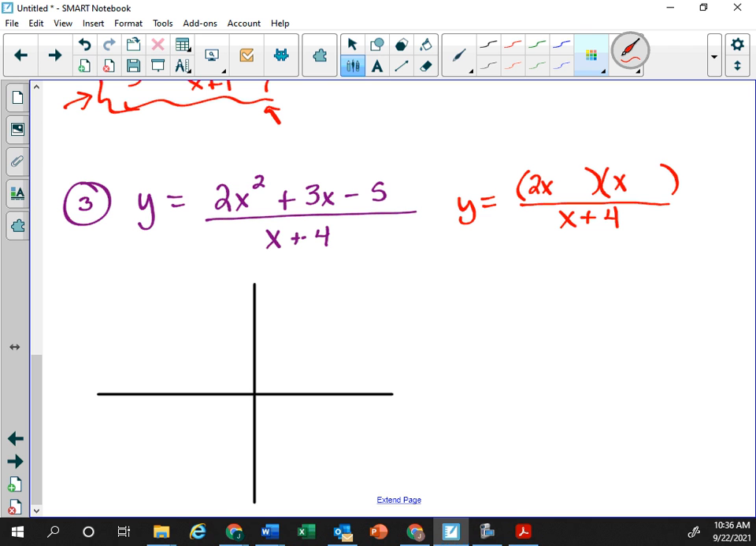What does it factor into, guys? 2x plus 5, x minus 1. That looks good to me. Okay, so if I go through my list, hole, we don't have a hole this time. Do I have a vertical asymptote? Yes. Where is my vertical asymptote? x equals -4. Okay, good.